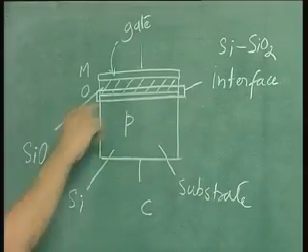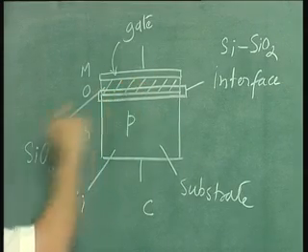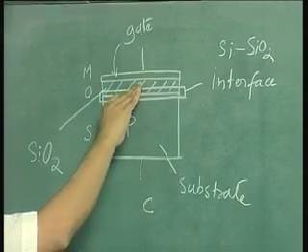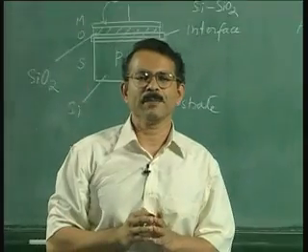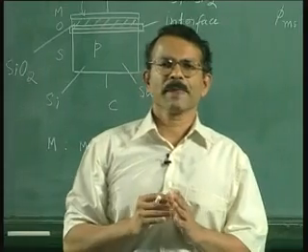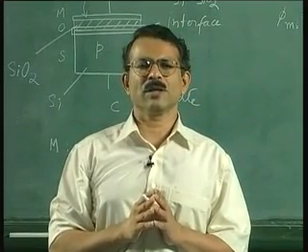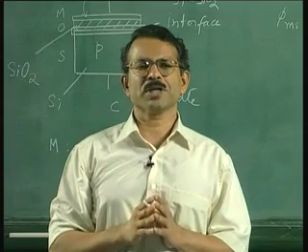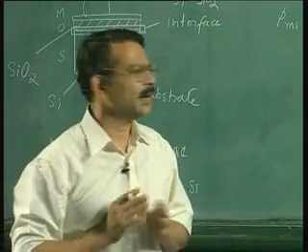See, for example, this oxide layer may contain what are called mobile charges, okay. Although we don't want, during the fabrication somehow these charges may get into the oxide. So a device without any interface charges or mobile charges in the oxide and without any contact potential difference between the gate and the substrate is called an ideal capacitor.